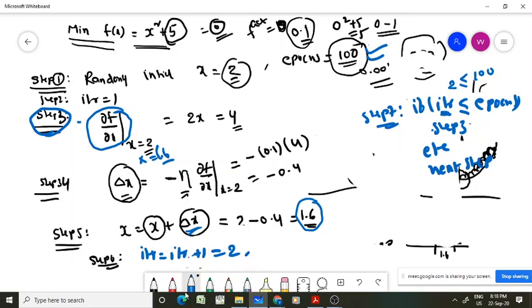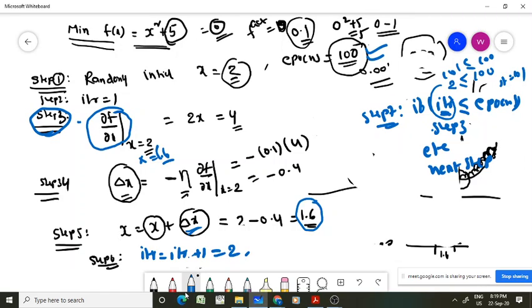So this process will be repeated until the iteration count is greater than the number of epochs. Suppose your iteration count is 101, let us assume, because we are updating right here. Then is 101 less than or equal to 100? It is not satisfied, right? Then the else condition, go to the next step.